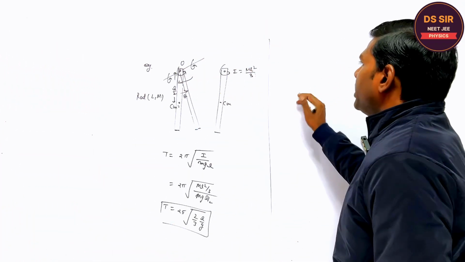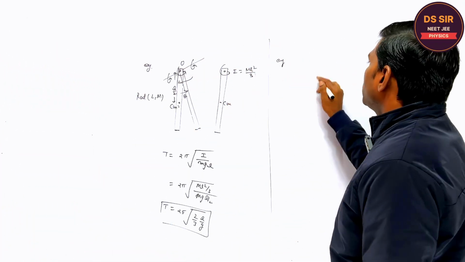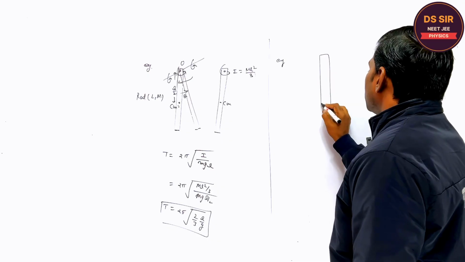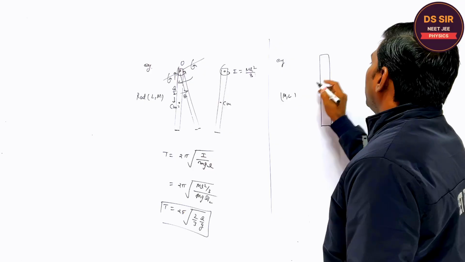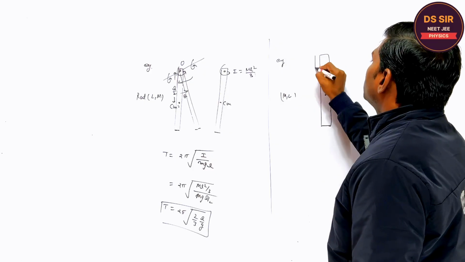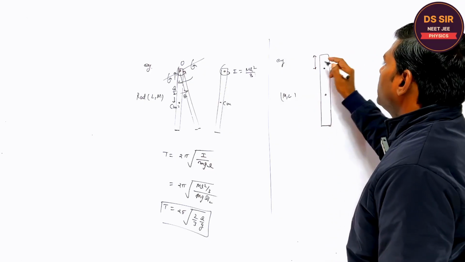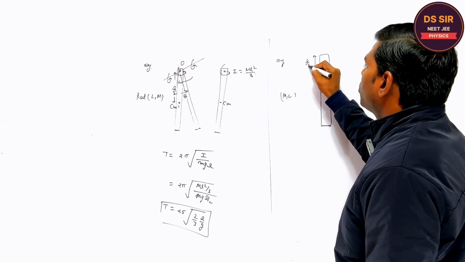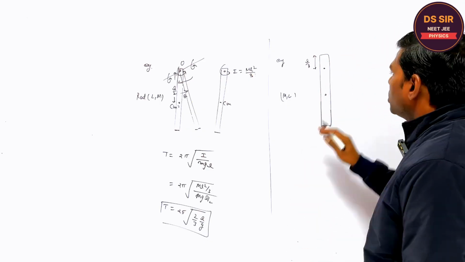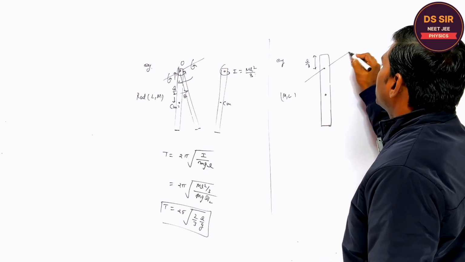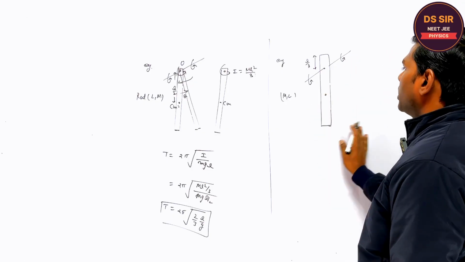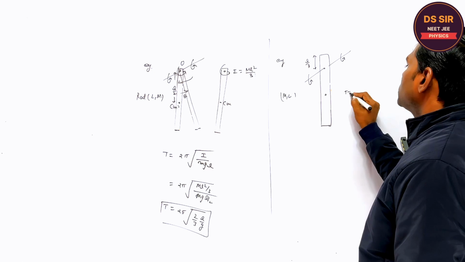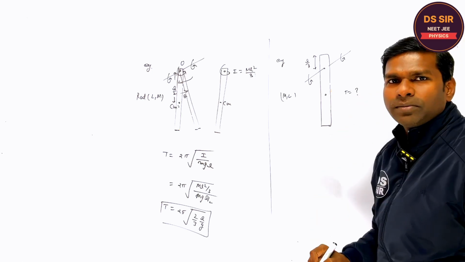So let's see another example. If the same rod, of mass M and length L, is suspended, now not from the end, and this distance is L by 3, suppose. This is the horizontal axis, and it is rotating about the horizontal axis in this way. Can you find the time period of this pendulum?